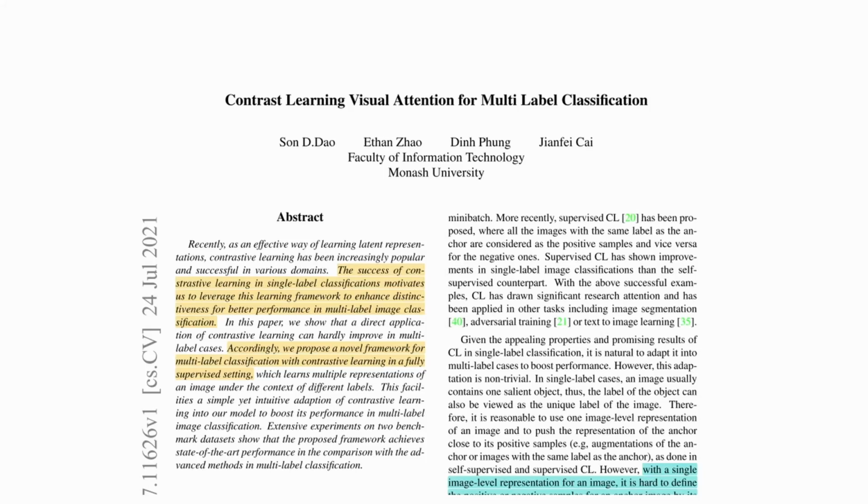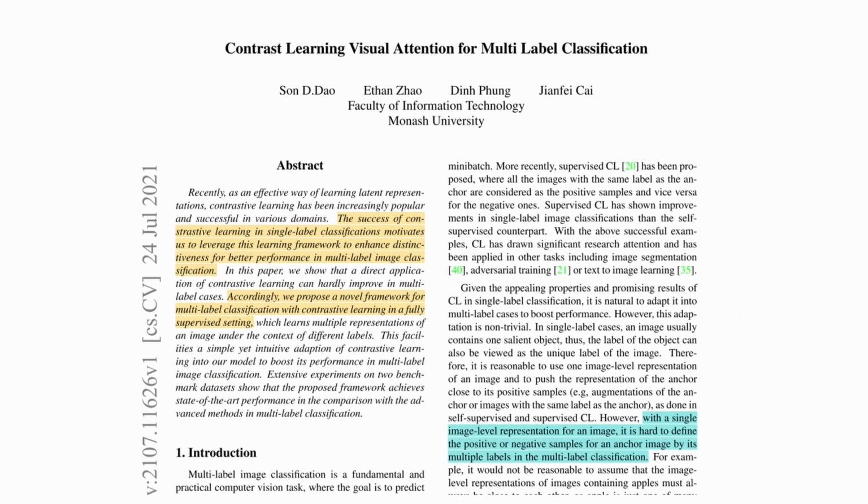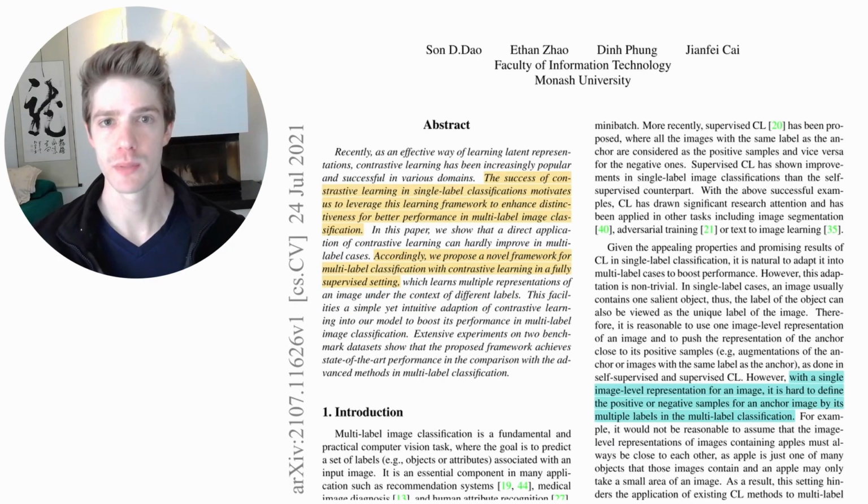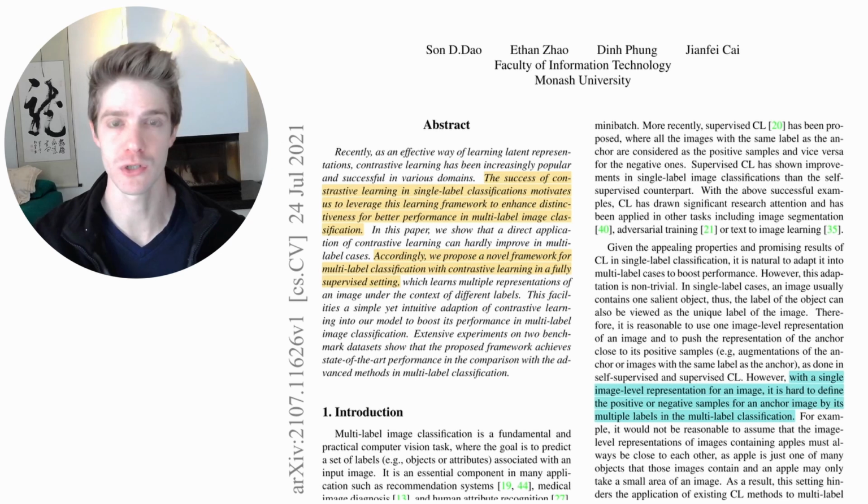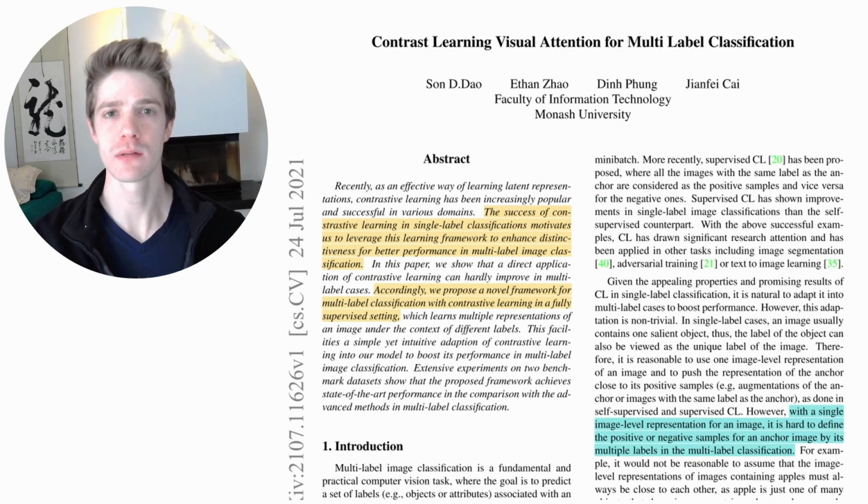Today I will explain the paper Contrastive Learning, Visual Attention for Multilabel Classification. And in my opinion, this paper is very important because it followed the huge momentum we have seen in computer vision. And this momentum has been driven by applying contrastive learning to vision.